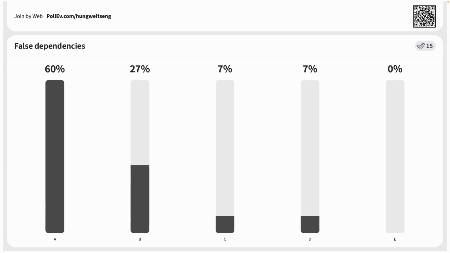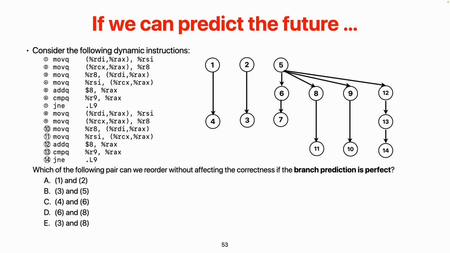Okay, so it looks like most of you agree the answer is the first pair. So let's take a look. If we reorder the first pair, as many of you already identified, it doesn't really affect the performance. It's pretty similar to what happened before. But let's take a look. Why are we not able to reorder 3 and 5?